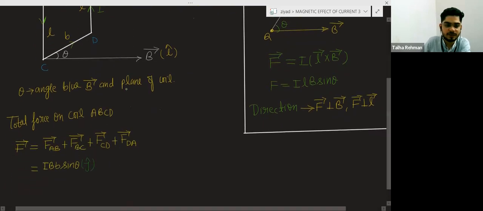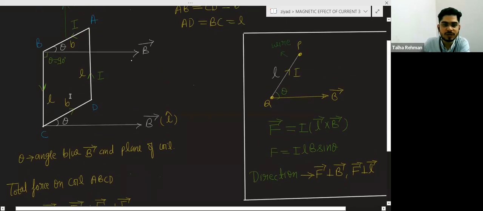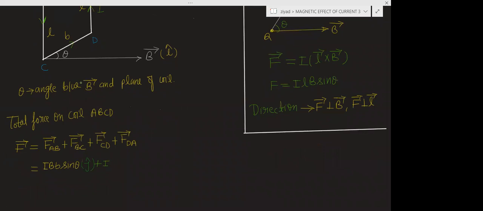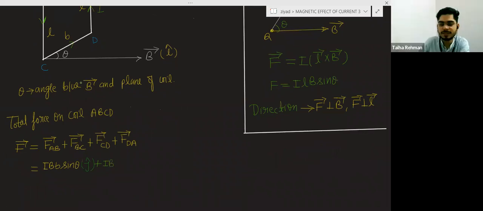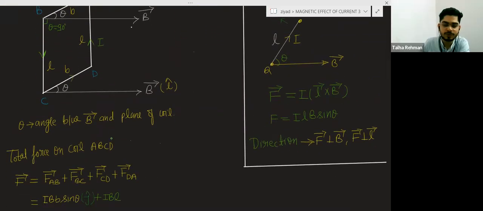So you will apply again I, the current. The same current is flowing throughout the coil, in the same magnetic field in which the coil is placed. The length is L this time. Now you will put sine 90 here.